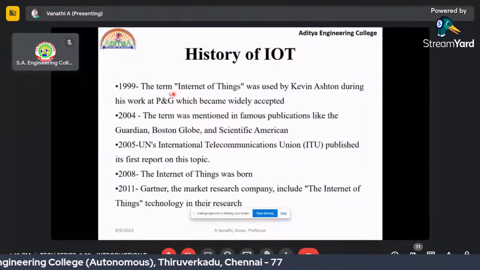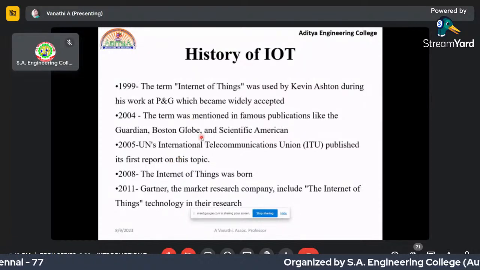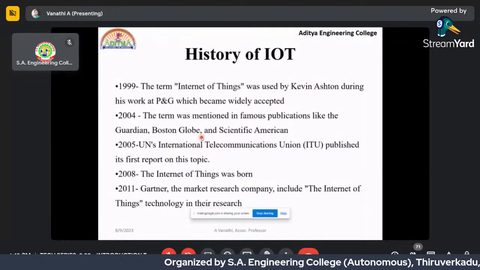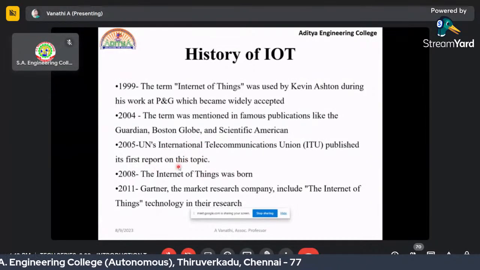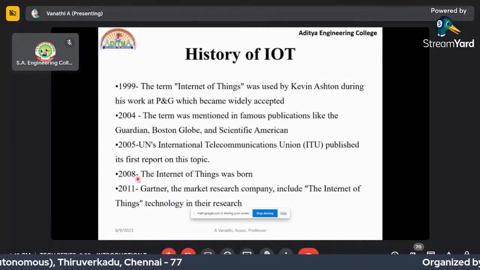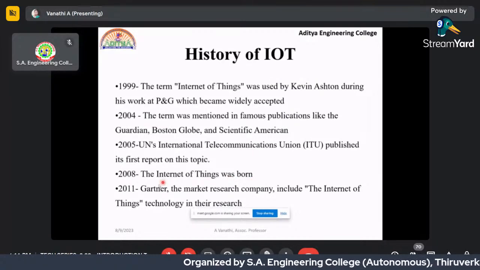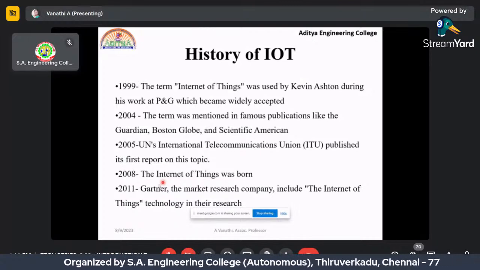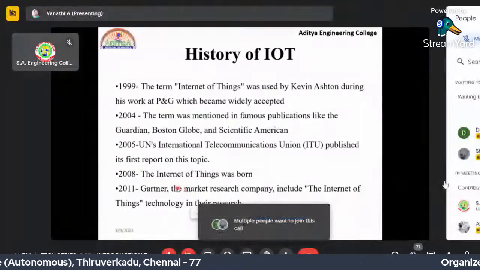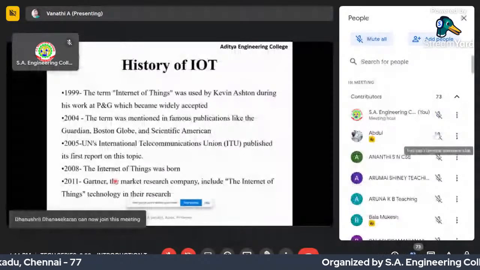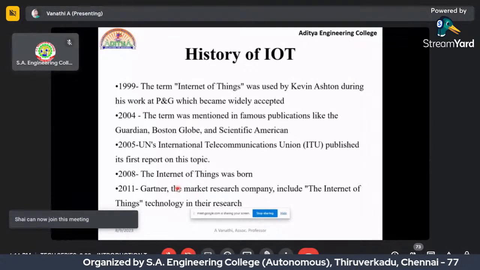Then the ITU, which is the standards organization, published the first report on the IoT. It gives a complete glimpse of what IoT is, what the standards are, how it is going to evolve, and what the market change will be. Everything has been clearly indicated in the report. And in 2008, finally, IoT was born and became known to the entire world. Later on, with respect to the areas where it has been used, the market research company Gartner gave complete awareness about IoT, and it paved the way for many more domains to get into research also. So what exactly is the Internet of Things?